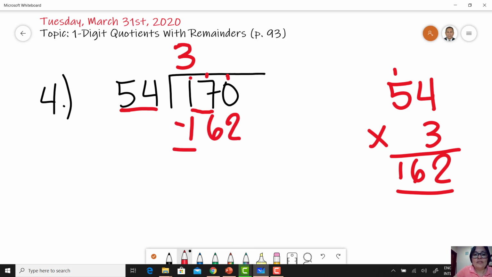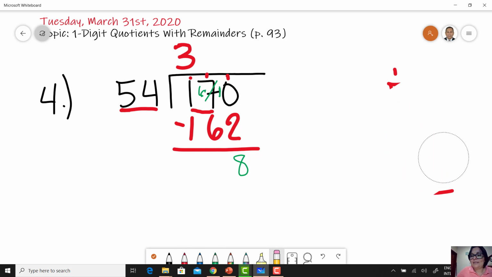And then we subtract. Can you say 0 minus 2? No, right? So number 7 becomes 6 because number 7 is going to give 1 unit to number 0 and number 0 becomes 10. Now 10 minus 2, 8. Excellent. And 6 minus 6, 0, and 1 minus 1, 0. So in here we have that the answer is 3, remainder 8. Let's check if that one is correct.